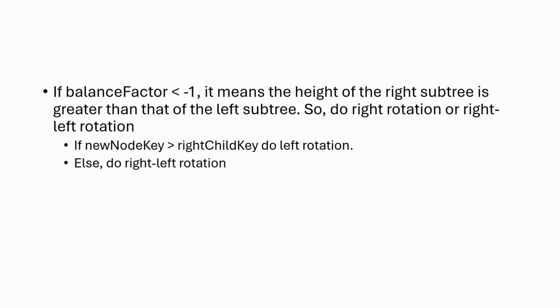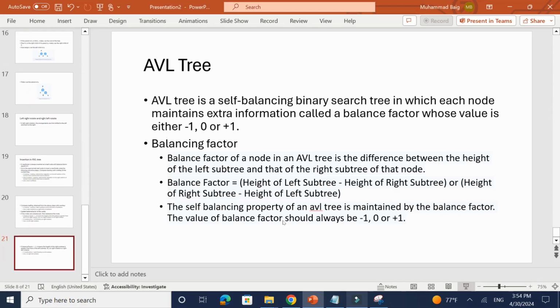If the balance factor is less than negative 1, what does it mean? That means your right subtree is greater, right? You've got leaves in there. So you do a left rotation or a right-left rotation. You do a left rotation if the new node key is greater than the right child key. Otherwise, you do a right-left rotation. Okay.